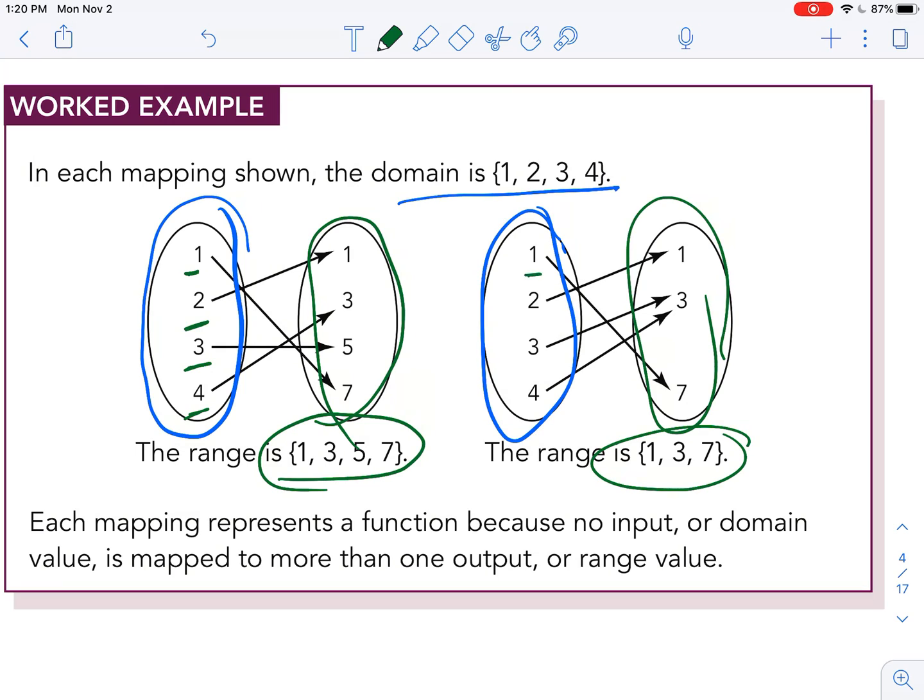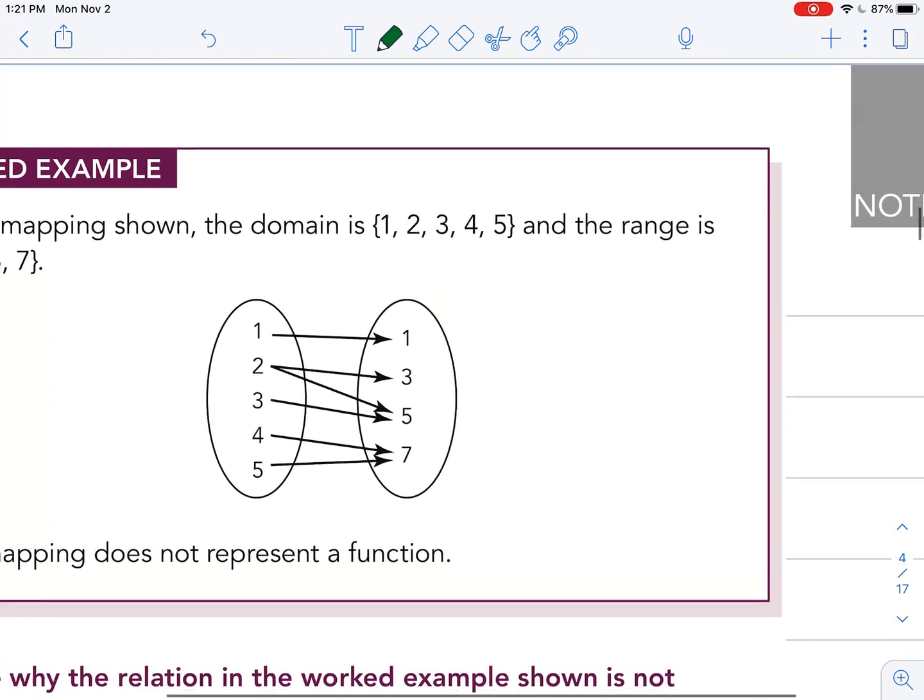Okay, so here, same thing. Now, if you notice here, 2 of them go to 3, but that's okay. 2 of them can go to 3 and it's still a function. Okay, let's come down here.